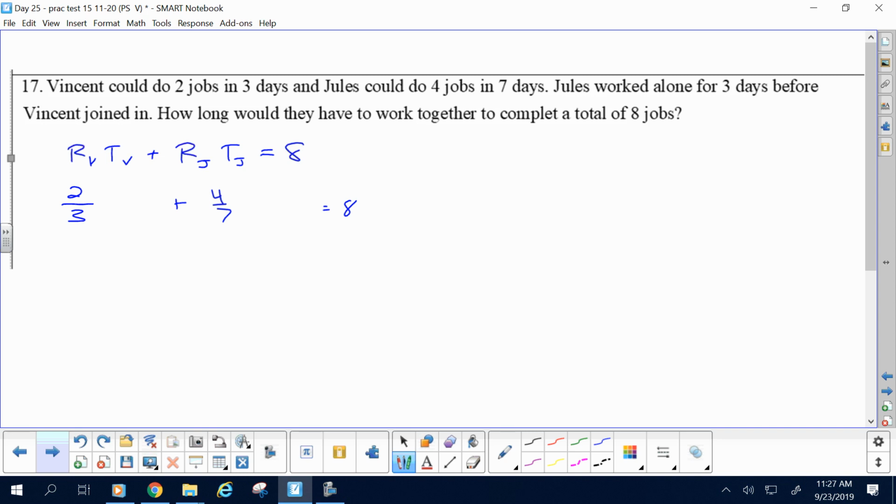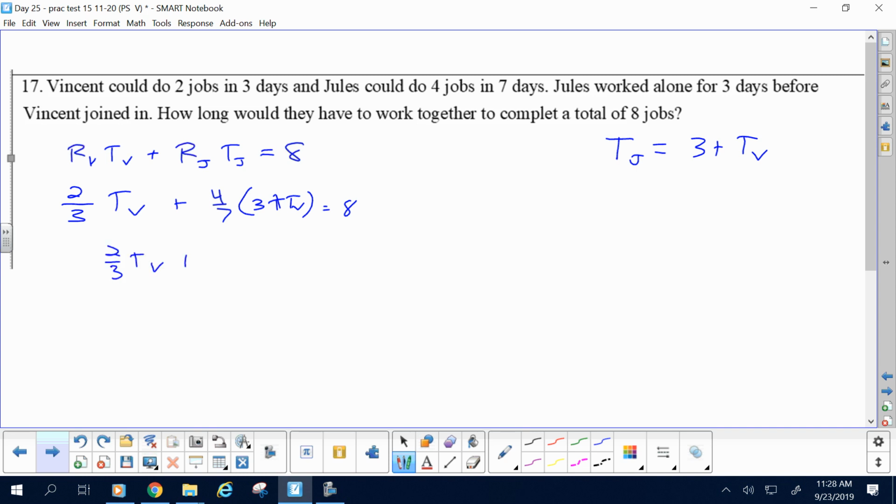Time of Jules plus 3 equals time of Vincent, or is it 3 more than Vincent? Doesn't that read as equals? For them to be equal, you need to add to Vincent's time? Yes. Because Jules worked longer, so for them to be equal, you need to. All right, cool. With that substitution, I would go in for time Jules, leaving me only time Vincent. Last but not least, let's do some algebra.